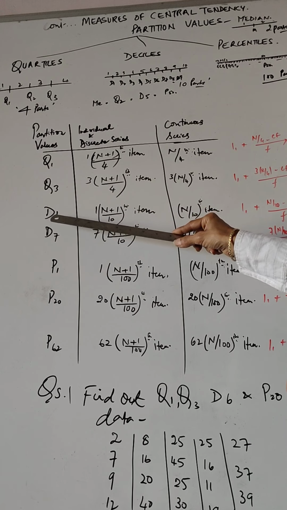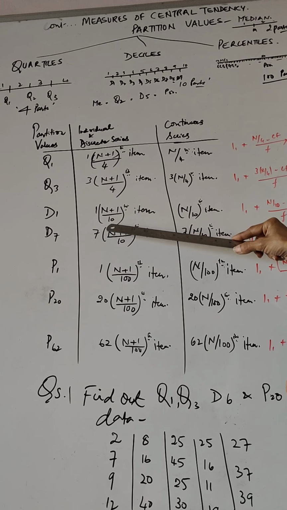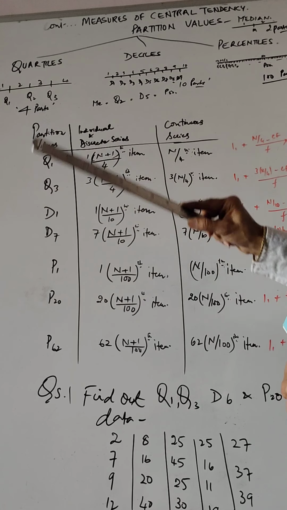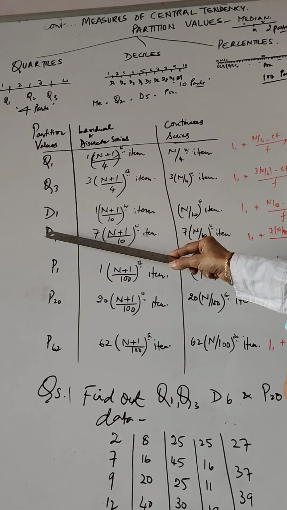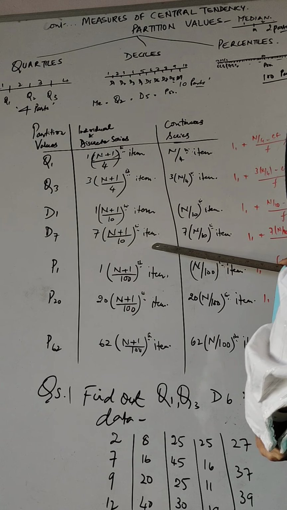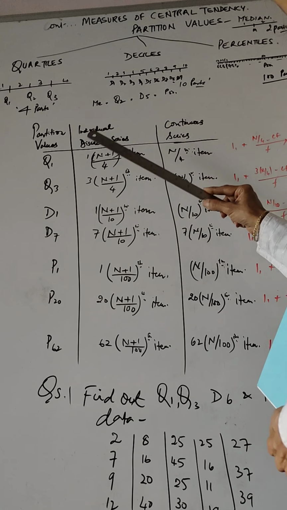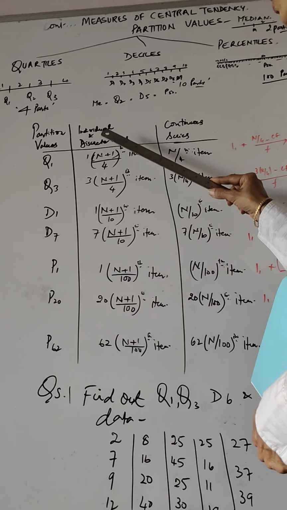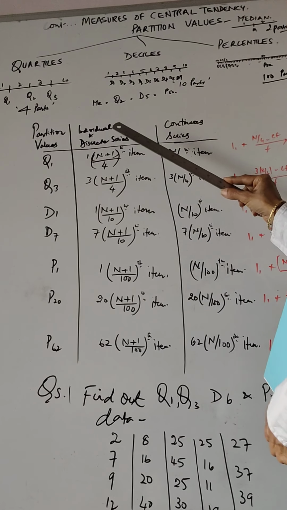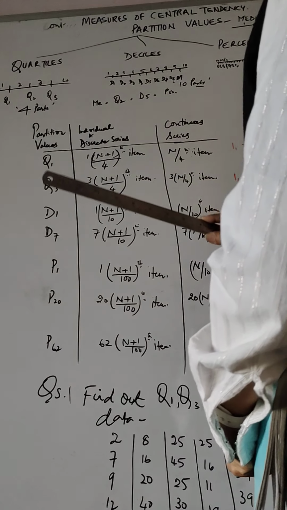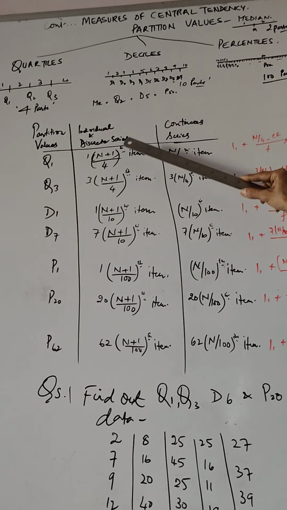Decile. Now in this, we have the size of (n+1)/10th item, which gives decile 1. And if you want D7, decile 7, what is that? It is 7(n+1)/10th item. This can be both in individual series and discrete series. In discrete series, just remember to use n as the summation of all the frequencies. That's the only difference. Okay?